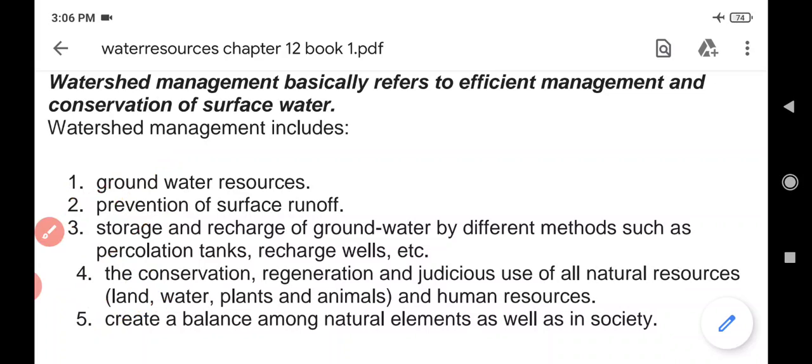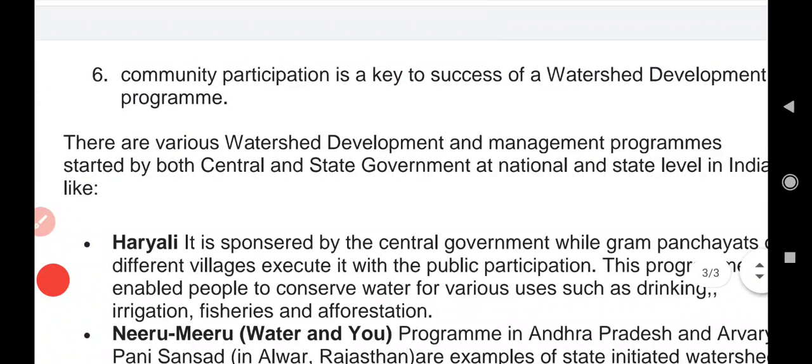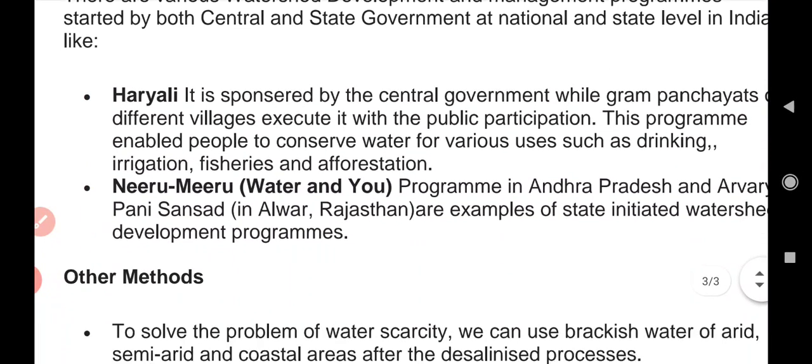Means suppose in your village, if there are wells, if there are rivers, if there are streams, if there are springs, then how we will use them in a sufficient, proper way so that we will balance all the nature as well as the natural resources. Community participation is very much needed in this watershed management program.